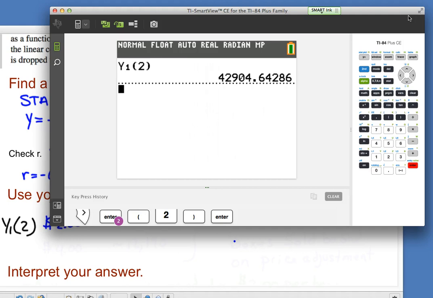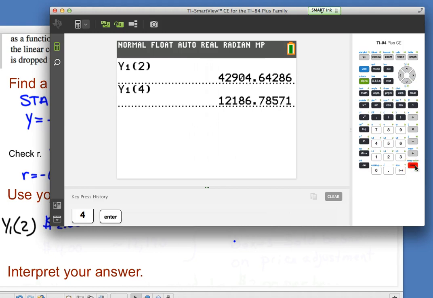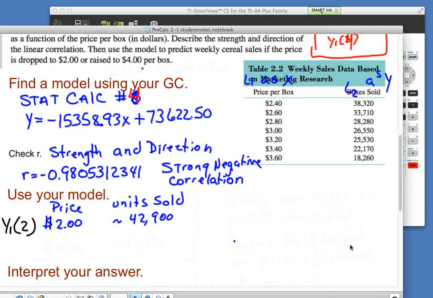Okay, and then I can run 4, because I'm asked to run, hey, what's it look like for 4? So I'm going to hit second recall, second entry. I'm going to change the 2 to a 4 when I do that. Maybe, if it'll let me. And then hit enter again. So I just ran the numbers that I have right here. So when I got $4, it's approximately $12,190, and when I do it with $2, I sell $42,900.